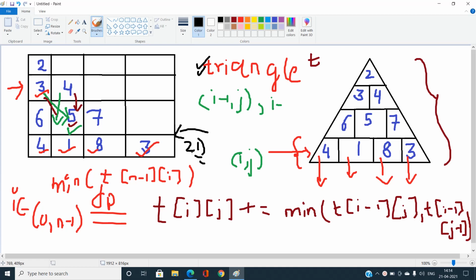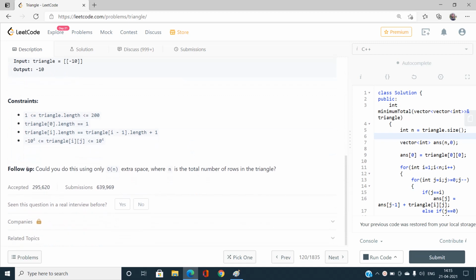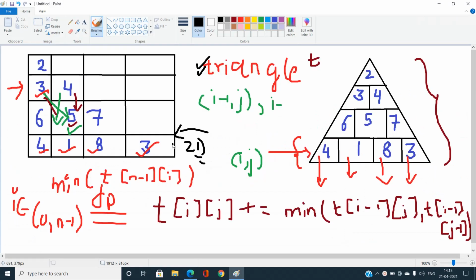And the minimum extra space complexity I'm going to tell you is O of n extra space, where n is the number of rows, which is actually the follow-up given at the beginning of this problem. Could you solve it in O of n extra space? Yes, I can. Let's try to figure out what the O of n extra space solution would be, and how we are going to modify the problem scenario to get it. Let's move further to find it out.